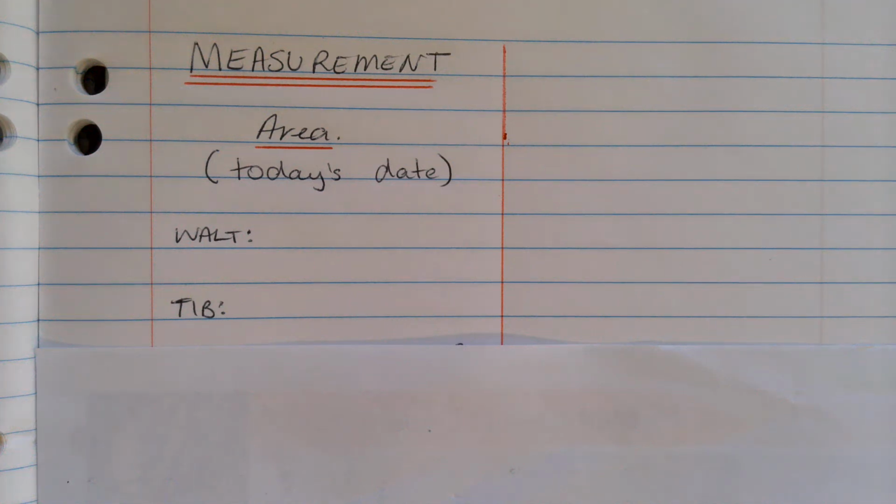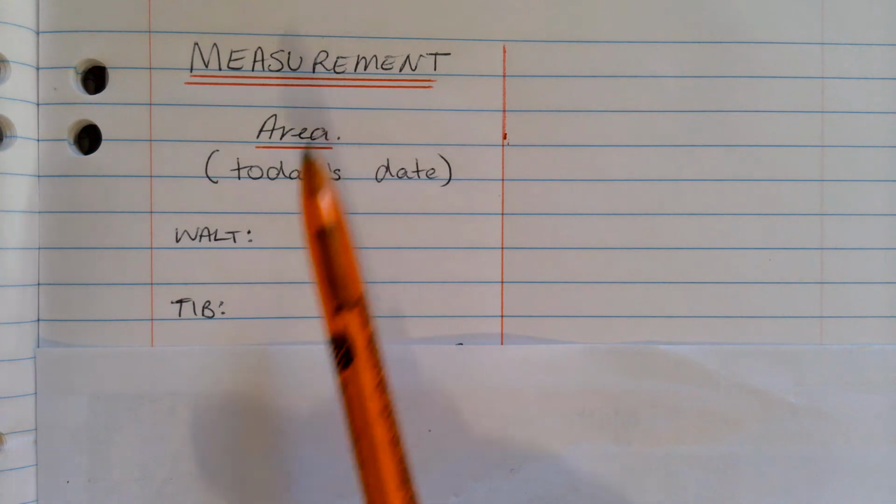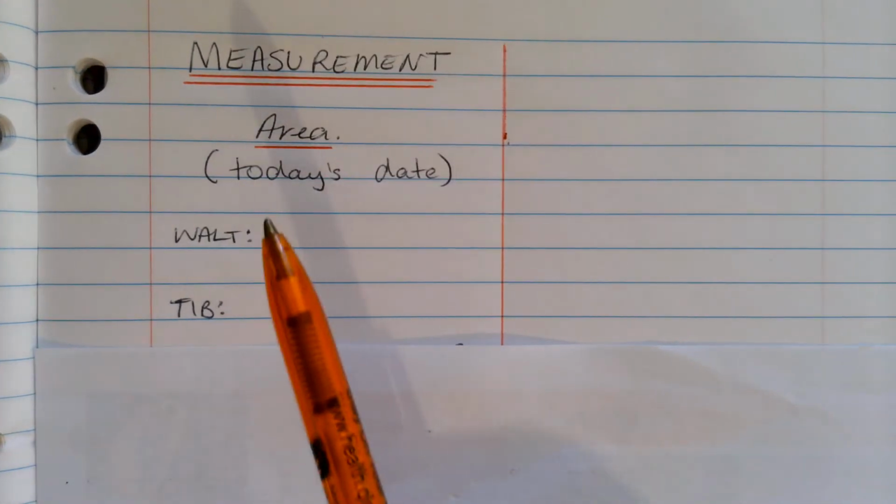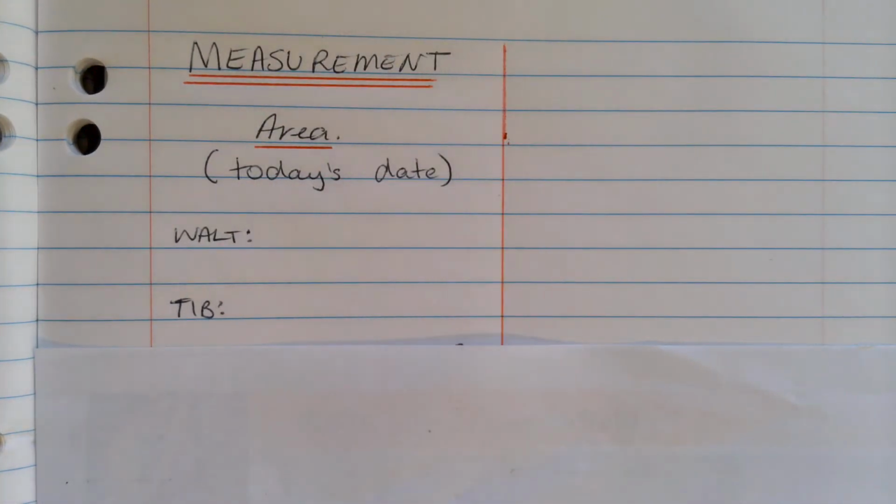Hello, today we are doing some more measurement. We're going to be looking at area in particular. Please set up your book on a new page. Draw a line with a red pen down the centre. Put the titles in and underline them in red, and today's date.